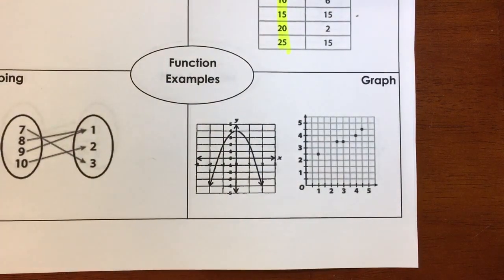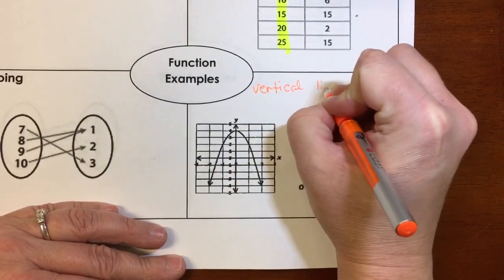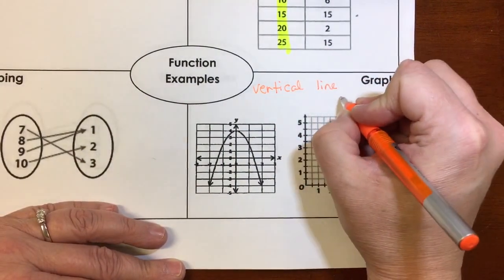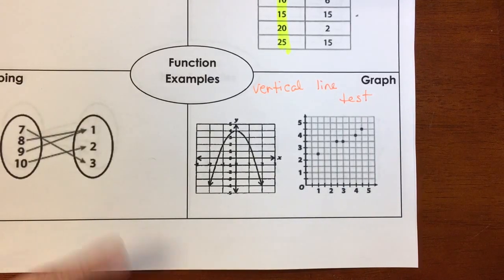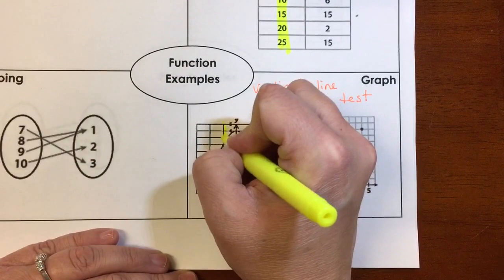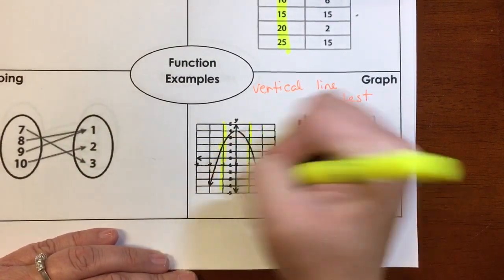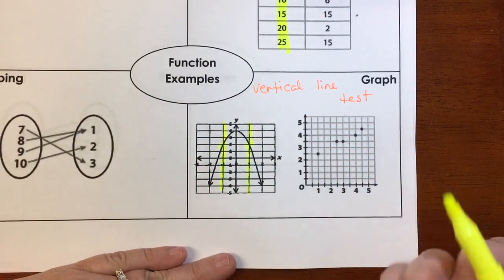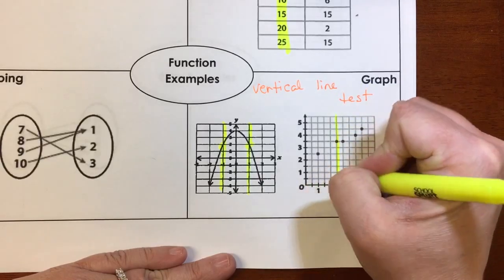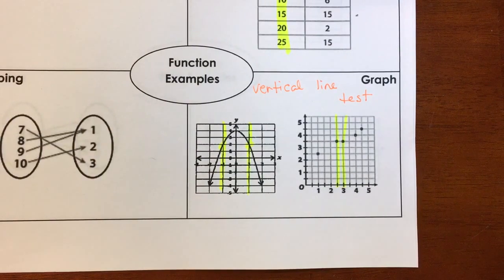When I'm looking at graphs, the graph has to pass the vertical line test. And that means that if I can draw a vertical line and only touch it once, it's a function. So right here on this parabola, if I draw a vertical line, I'm just going to hit it once. And I can draw a vertical line anywhere, and I'm just going to hit it once. So this is a function. Over here, anywhere on here, I can draw a vertical line, and I'm only going to hit it once. So these are examples of functions.